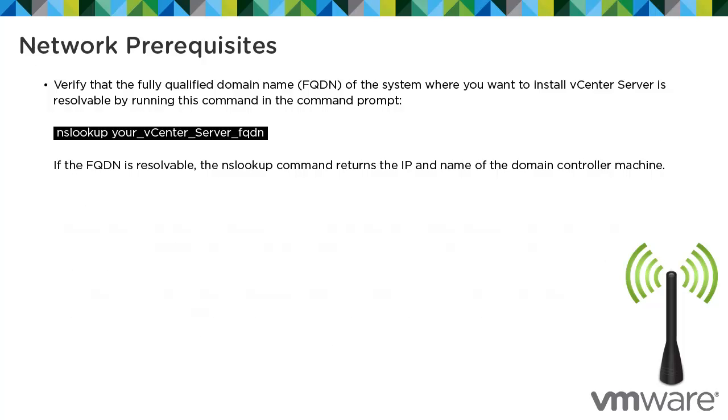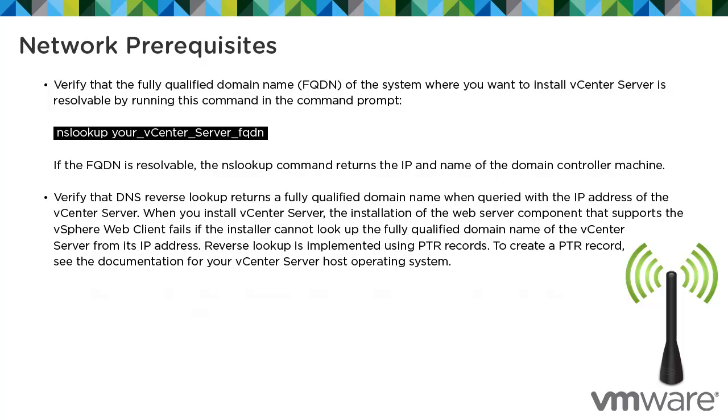Verify that the fully qualified domain name on the system where you want to install vCenter Server is resolvable by running the following command in the command prompt. If the fully qualified domain name is resolvable, the nslookup command returns the IP and name of the domain controller machine.